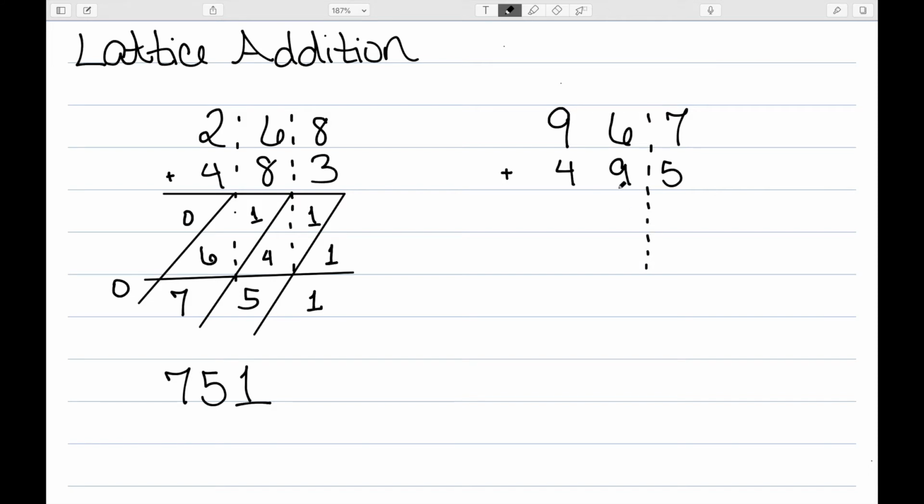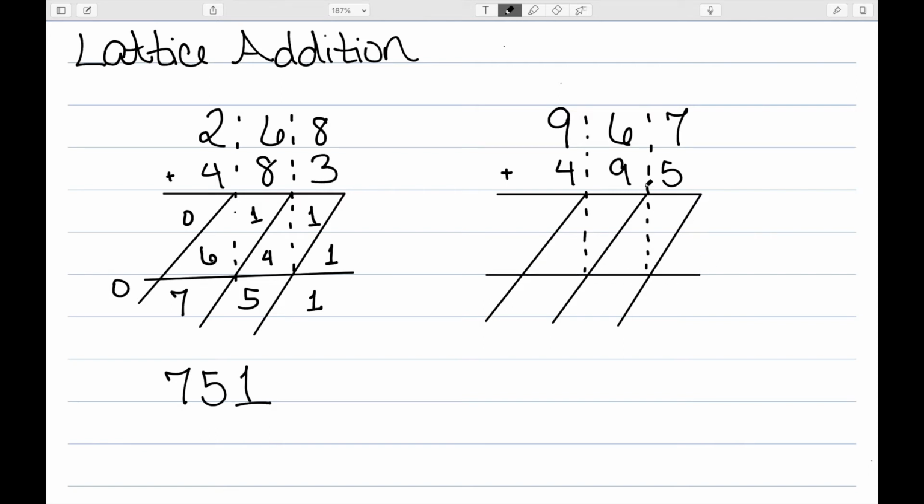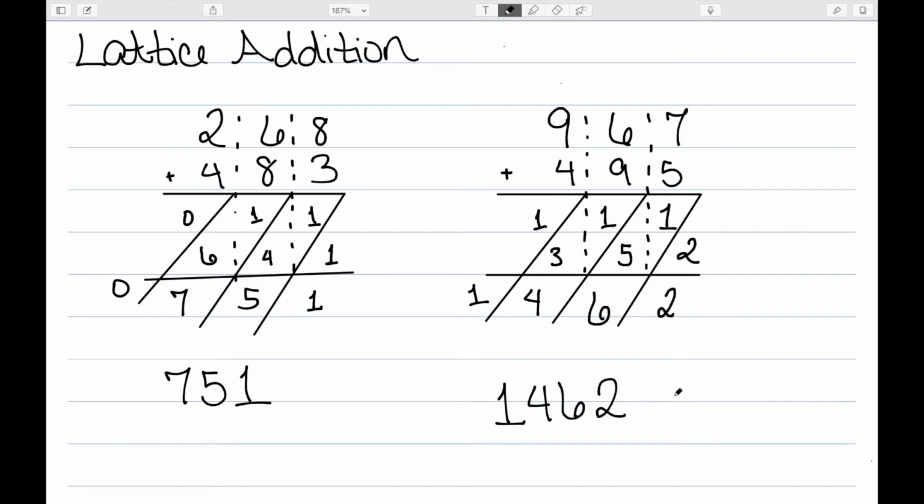Once again, I'm going to think of breaking this into columns. And then we draw a diagonal line to break each column up into 2 pieces. So it looks like this. We then add 7 plus 5 is 12. So we write down our 1 above and 2 below. 6 plus 9 is 15, so we write 1 above and 5 below. 9 plus 4 is 13, so we write the 1 above and the 3 below. And then we add the diagonals. Here we just have a 2. 1 plus 5 is 6. 3 plus 1 is 4. And here I just have a 1. So my solution, 1,462.